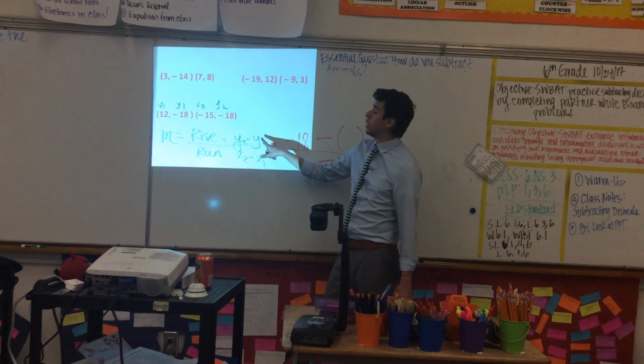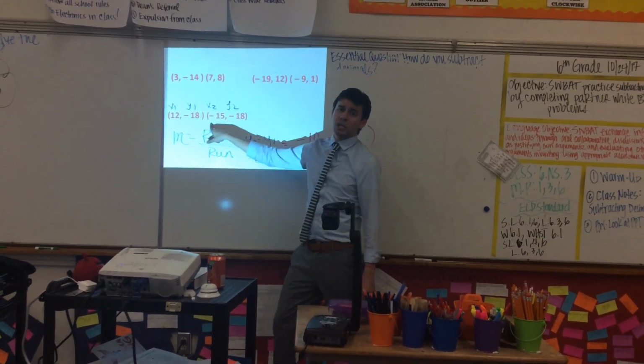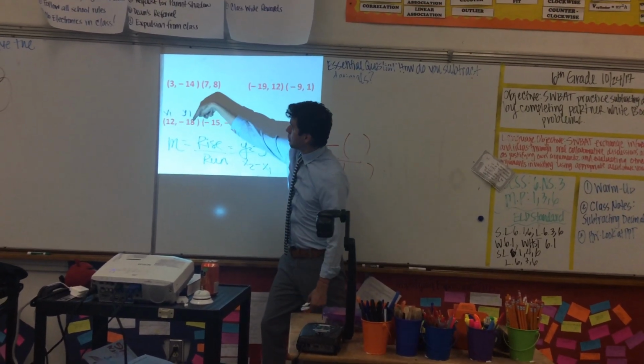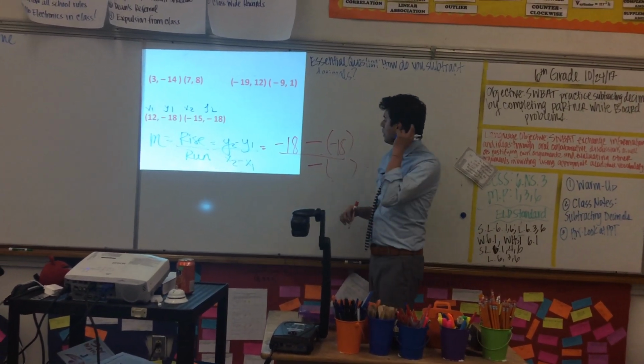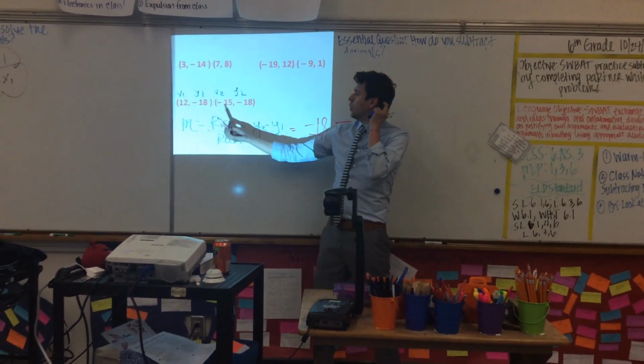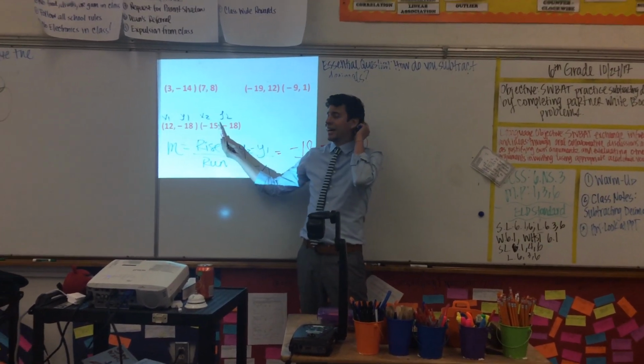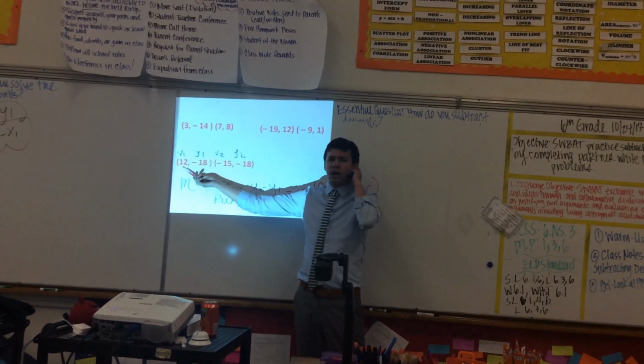Next is y1. Which one of these is y1? y1 is right here. Another negative 18. Okay, I have negative 18 there. Next one is x2. Which one of these is x2? That's x1. I don't want x1.